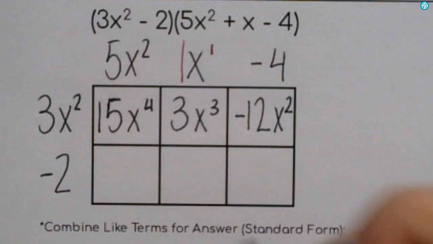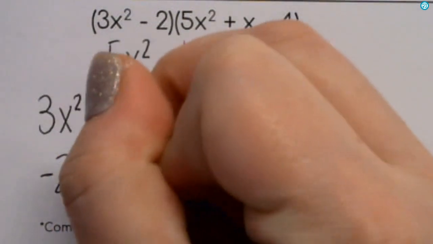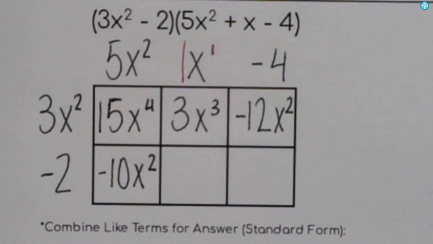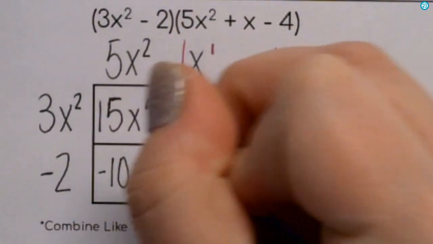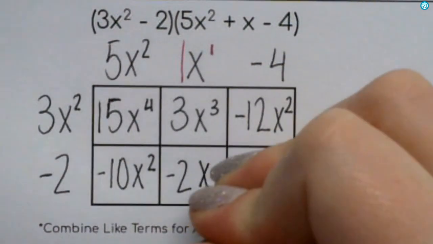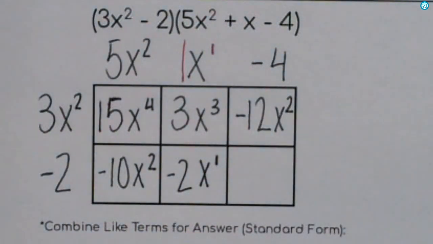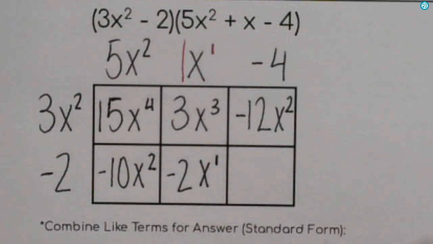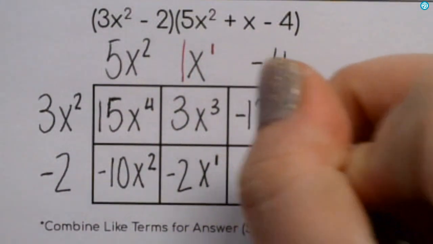Negative 2 times 5 is negative 10x squared. Negative 2 times 1 is negative 2. And then we've got this x to the first comes down. And then negative 2 times negative 4 is positive 8 for this last box.